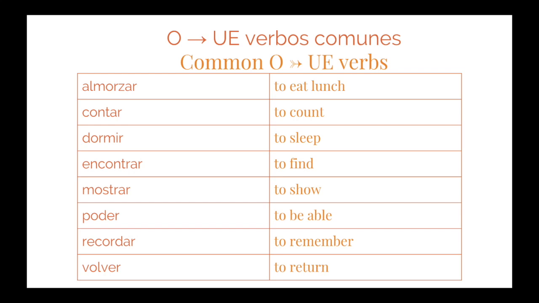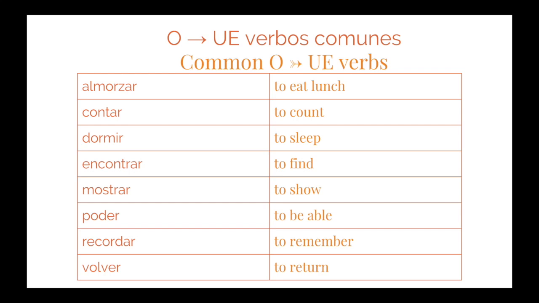Almorzar means to eat lunch. Contar means to count. Dormir means to sleep. Think of a dormitory, memory clue. Encontrar means to find. Think of encounter. You encounter something in the wild. If you find it, that's a memory clue. Mostrar, to show. Poder, to be able. Recordar, to remember. Think record things in your memory. And volver, to return. I think a revolving door sends you back to where you started.